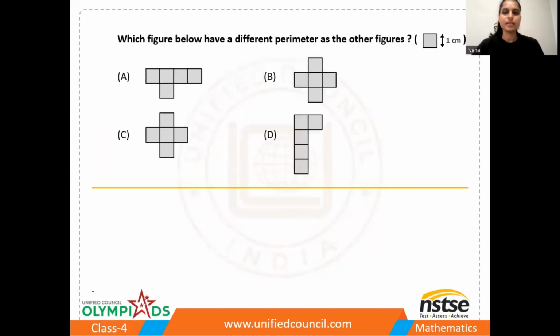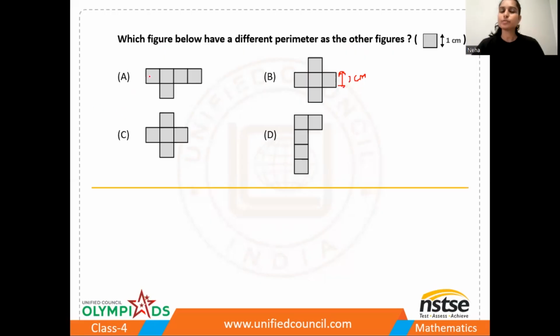Alright. Now the next one. Okay, this is the next question. They are asking which figure below has a different perimeter from the other figures. This is 1 centimeter. So this is basically 1 centimeter, right? The question is asking which figure below has a different perimeter from the other figures. So we have to find the perimeter of each figure, and then just see which one is different. So yes, we have to go with the options.